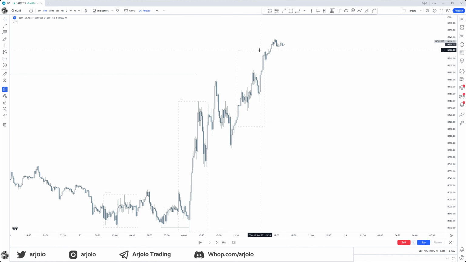So indices are very great if you want to be a scalper, because you have a lot of volatility coming into the market at certain times of the day. If you were to trade the 1 minute, for example, I would prefer trading the 1M on the indices instead of trading 1M on Forex.